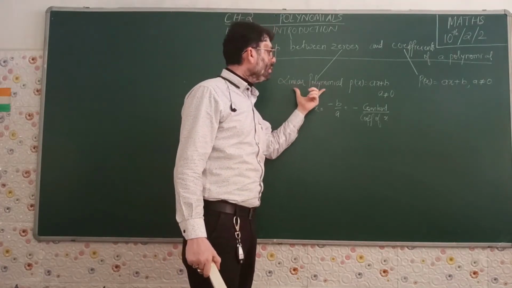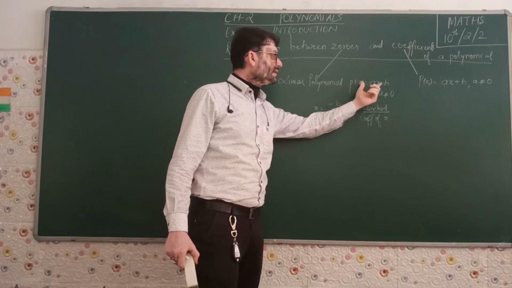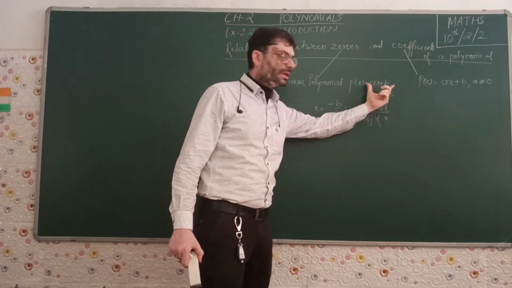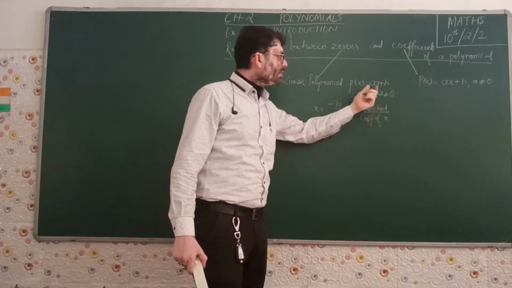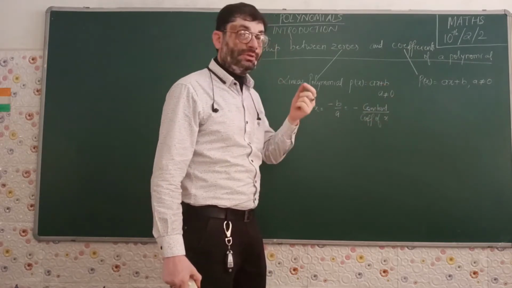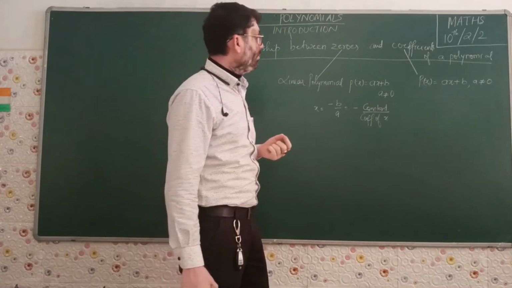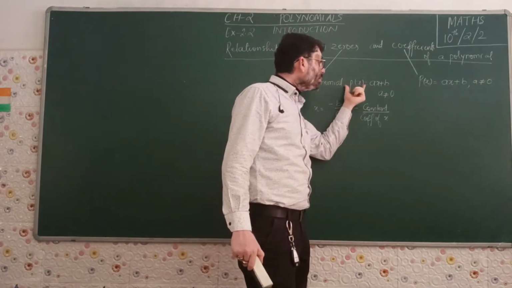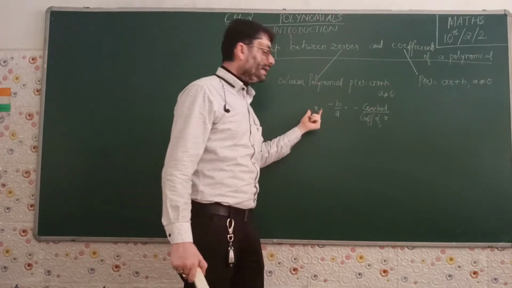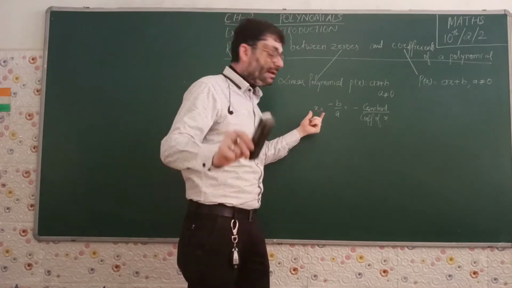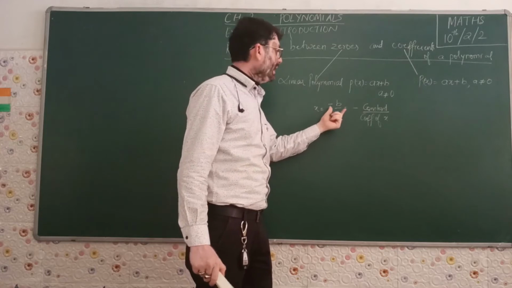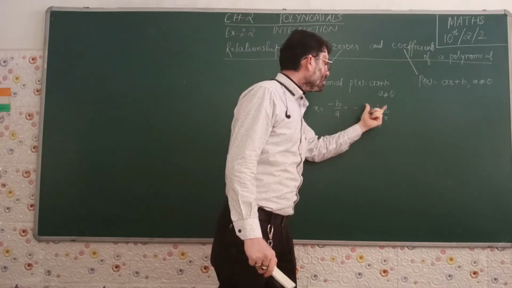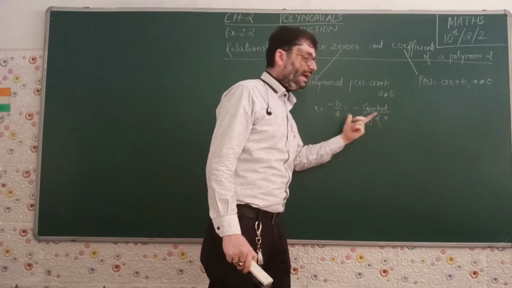The linear polynomial was given as p of x is equal to ax plus b, the standard form of the linear polynomial, where a is not equal to 0. In order to find the value of x, that is, we need to find the 0 of the polynomial for which the polynomial becomes 0. And we used to get that 0 of the polynomial, that value of x, by the relation x is equal to minus b by a, and that is equal to minus constant by coefficient of x.